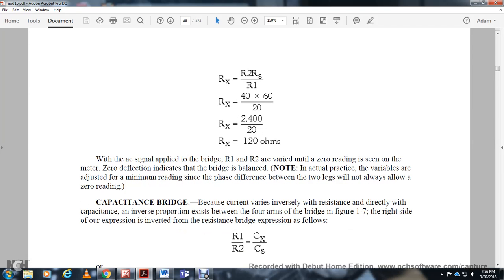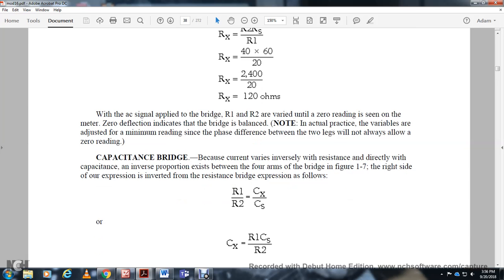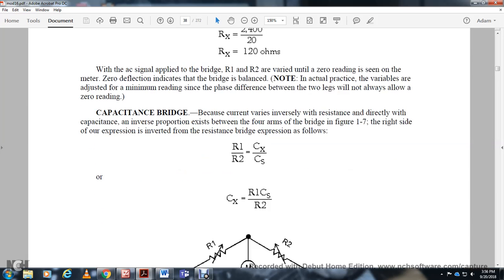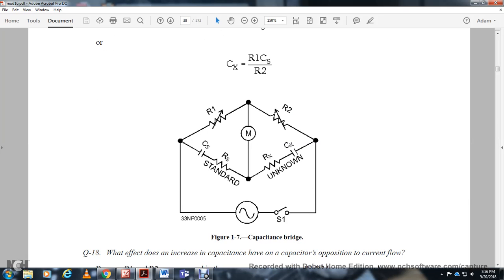Resistor 1 over resistor 2 is equal to capacitor X over capacitor S. Capacitor X is equal to resistor 1 times capacitor S over resistor 2. Show the capacitance bridge: you have resistor 1, capacitor S (the standard), capacitor X (the unknown), resistor 2, resistor X, switch 1, and your generator.